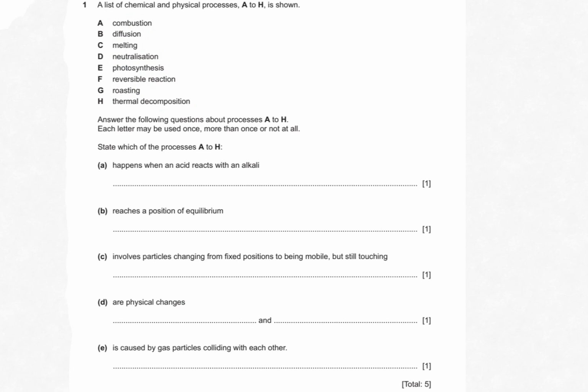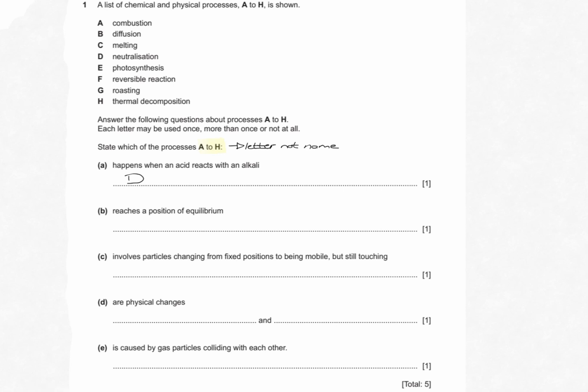So they say answer the following questions about the processes A to H. Each letter may be used once, more than once, or not at all. State which of the processes A to H, meaning that they want the letter, not the name of the process. Now A asks, which one of these processes happens when an acid reacts with an alkali? Now remember, an alkali is just a base that's in aqueous form. So when I have an acid and a base, this would be a neutralization reaction. So the answer would be B.